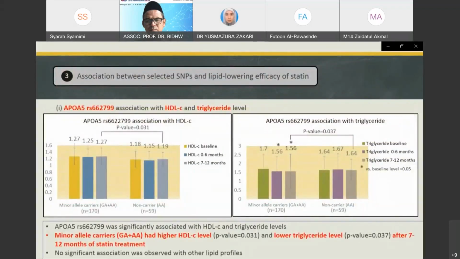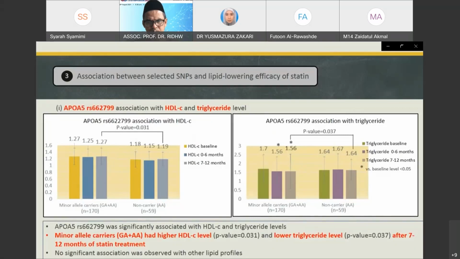And now to our main finding, which is the association between selected SNPs and lipid-lowering efficacy of statin. Focusing on our first SNP, which is ApoA5 RS662799, this SNP was significantly associated with HDL and triglyceride levels. Focusing on the figures given, you can see that the minor allele carriers had higher HDL level and lower triglyceride levels, in which both effects can be seen after 7 to 12 months of statin treatment. However, no significant association was observed with other lipid profiles.